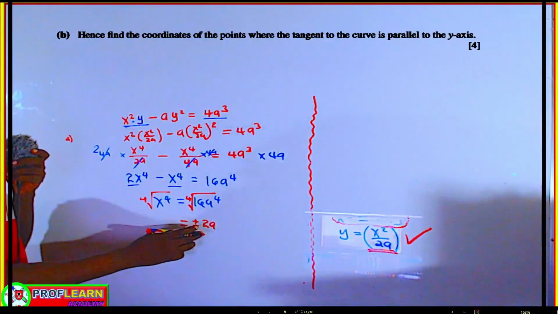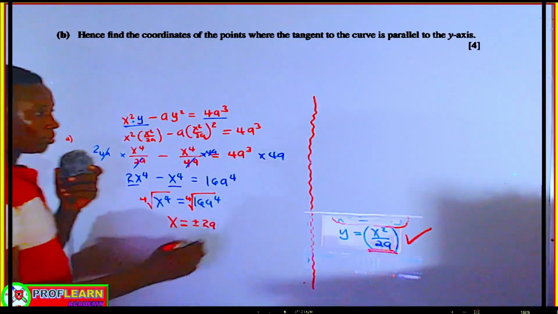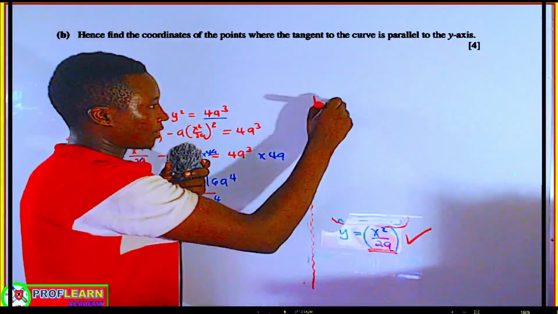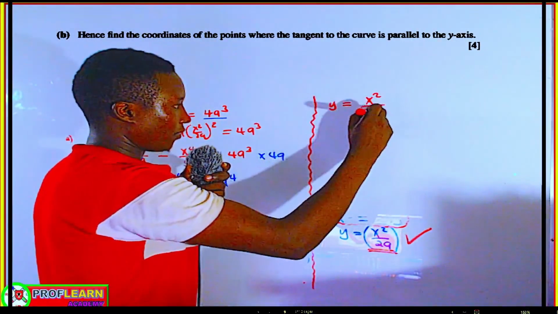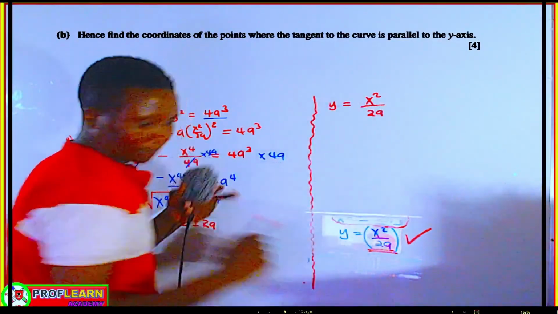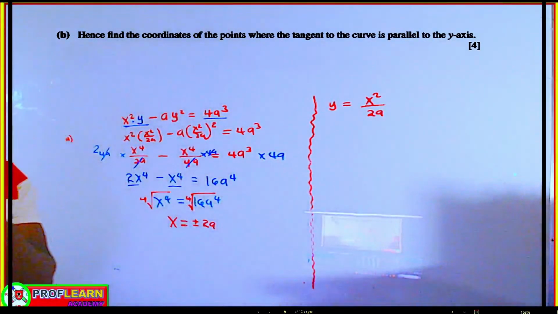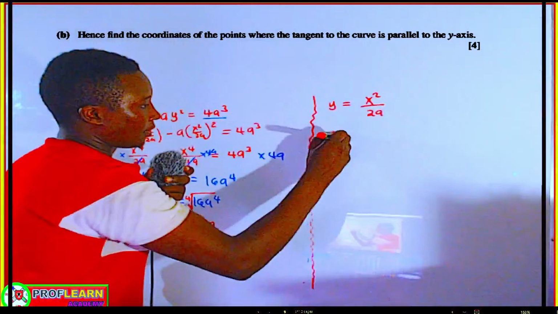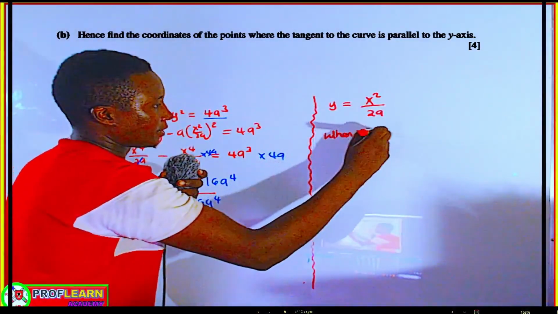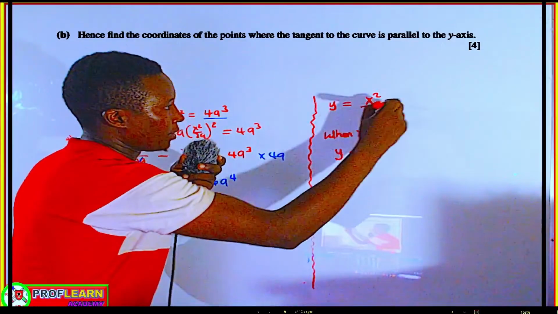Now, since we have x equal to plus or minus 2a, but remember we had said our y is actually equal to x squared over 2a. So we can find the coordinates, because we are asked to find the coordinates of the points where the tangent of the curve is parallel to the y-axis. So when x is equal to 2a, our y is going to be what?